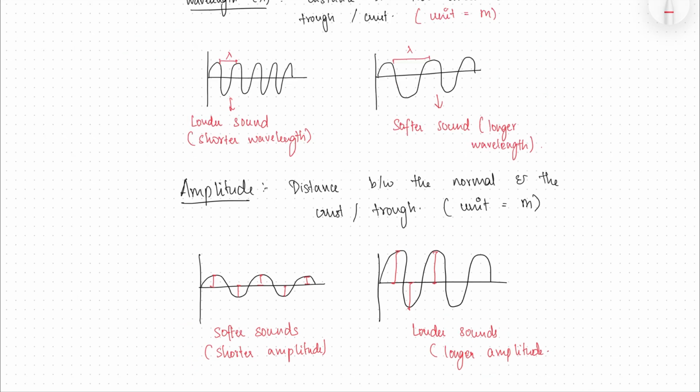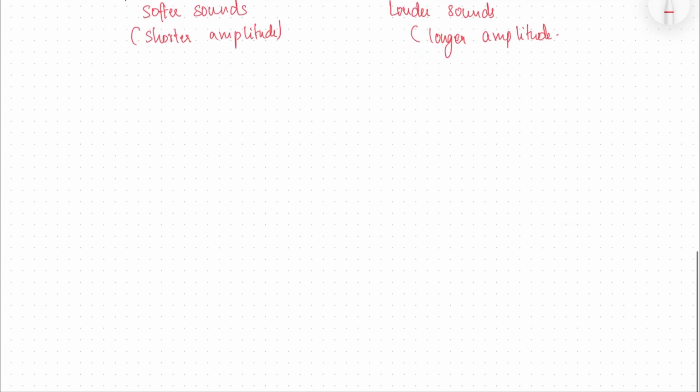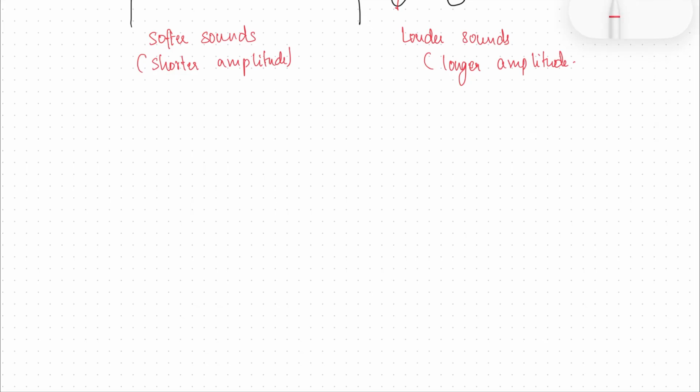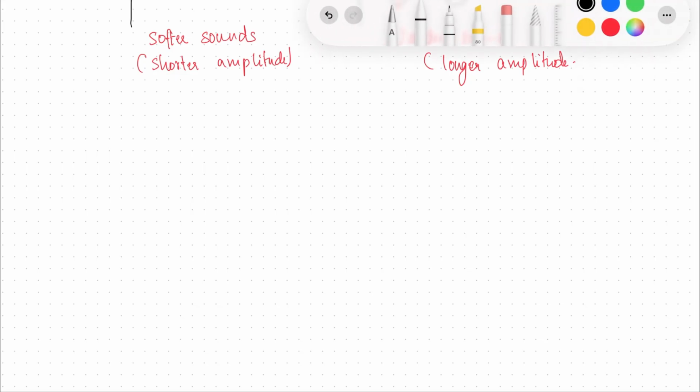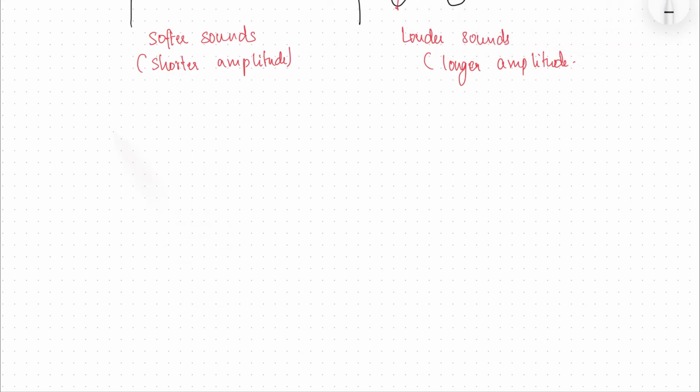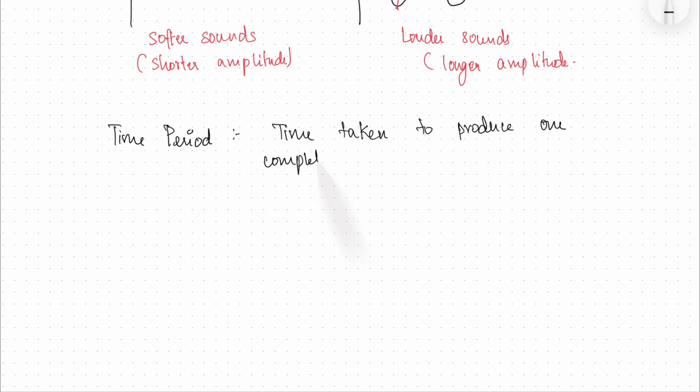Okay, then you have time period. So time period is the time required to produce one complete wave. Is your time period, which is the time taken to produce one complete wave. And of course its unit is seconds.